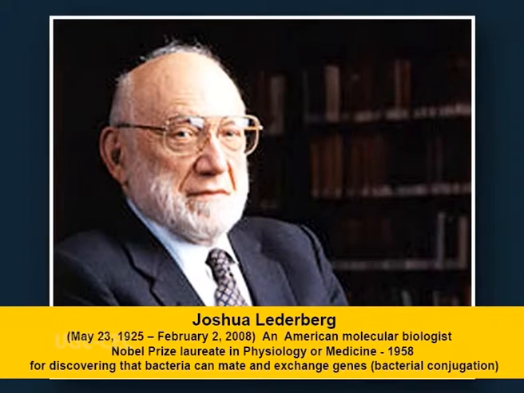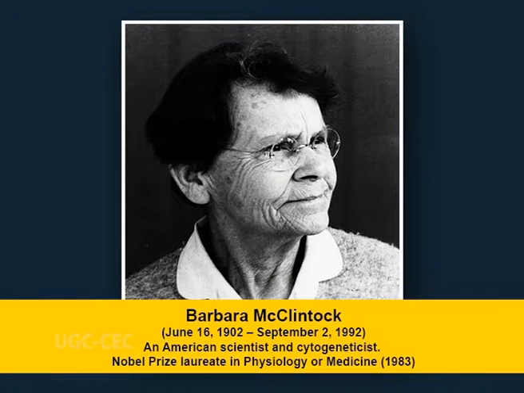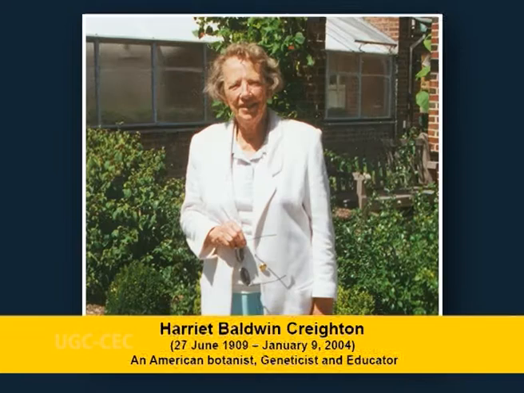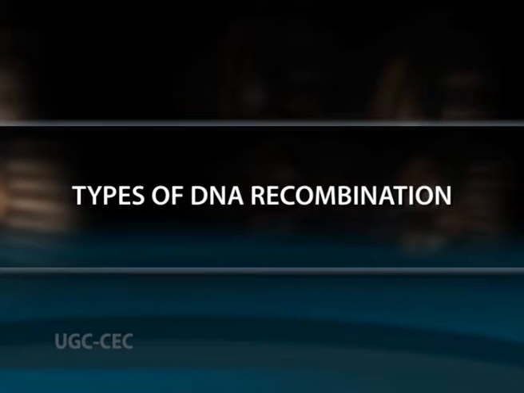Bacterial recombination was experimentally proved by the microbiologist Joshua Lederberg in the bacteria E. coli in 1947. Barbara McClintock and Harriet Creighton in 1931 through experiments with maize demonstrated the role of recombination during the inheritance of chromosomes. Two general models can be distinguished to explain homologous recombination: recombination initiated from a single strand DNA break and recombination initiated from a double stranded break.